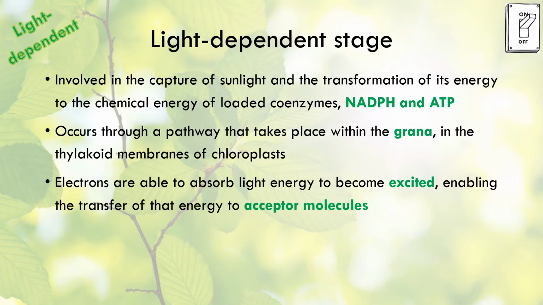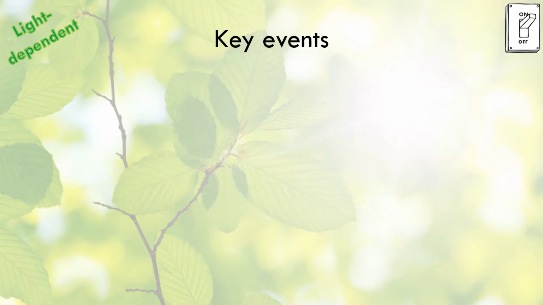The electrons are able to then absorb the light energy and become excited. I don't know if you ever remember doing the fireworks prac where you burnt different salts and you saw different colours on the Bunsen burner. Well, those electrons are actually able to absorb light rays as well. And as they absorb light rays, they become excited and they jump up a level in their atom. So the electron shell, they actually bounce up a level, and that enables them to transfer their energy onto an acceptor molecule. Now, some of the key events that are involved in this particular process.